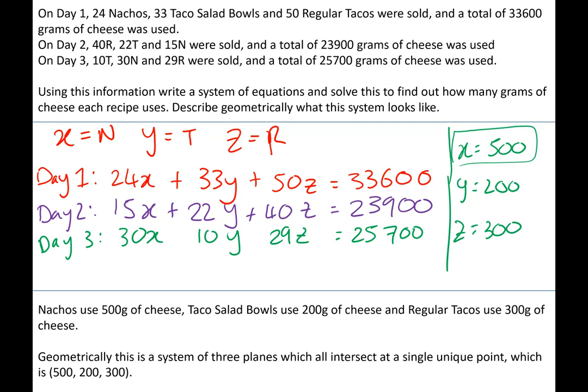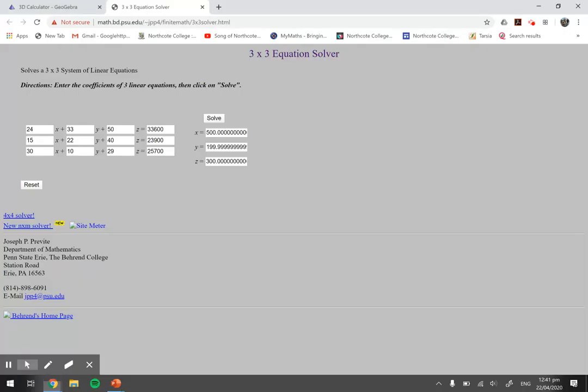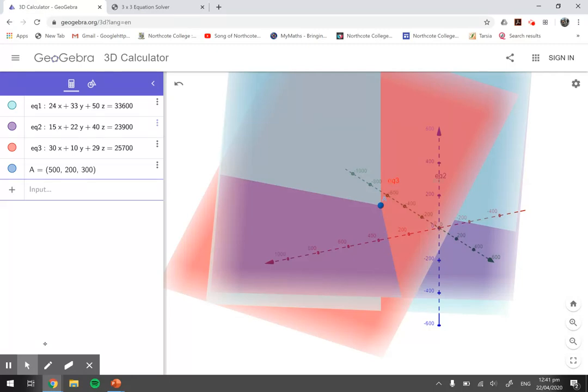So geometrically, just this last sentence down the bottom, this is a system where 3 planes all intersect at a single unique point, and this is the single unique point, 500, 200, 300, that we saw over here, if I go back, right in the middle. And that's it.